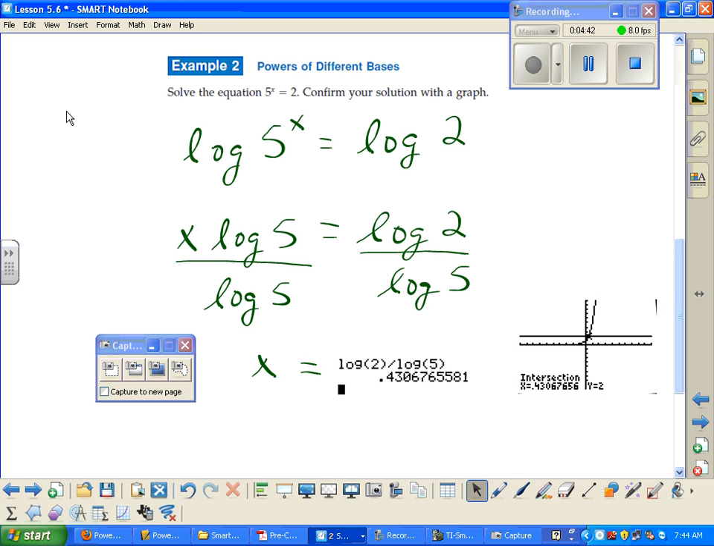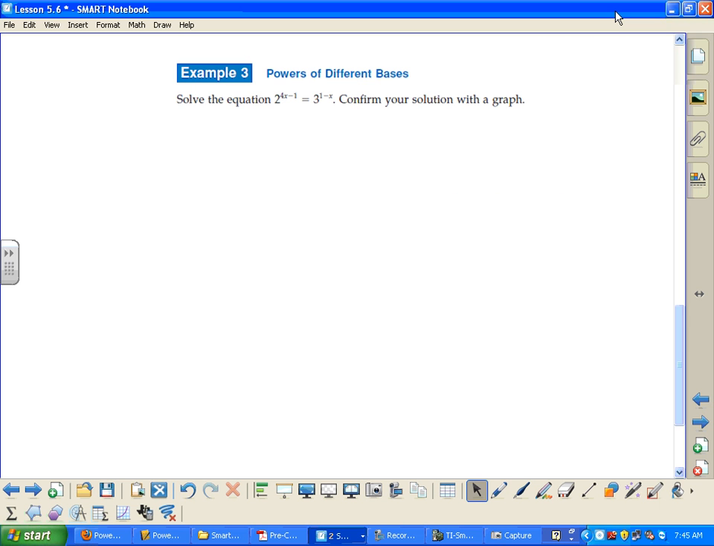So in both cases, we had approximately 0.431. Now here we're going to look at example 3, which is another question where the bases are different. And we're going to do this one because it's just a little bit more difficult.